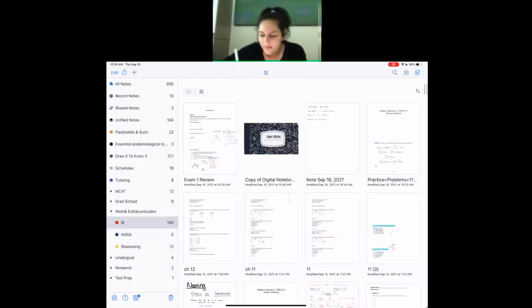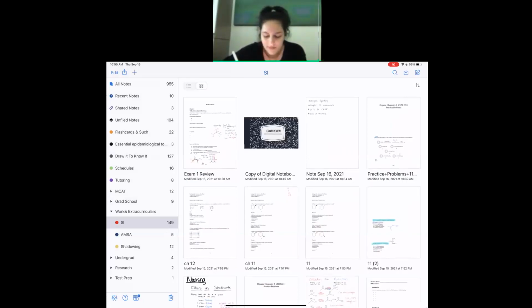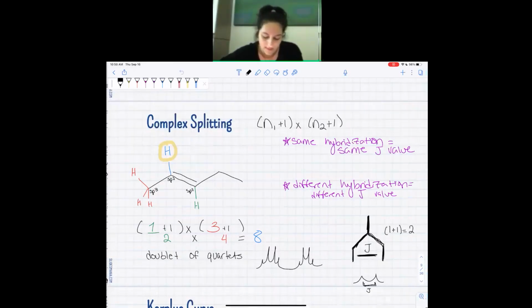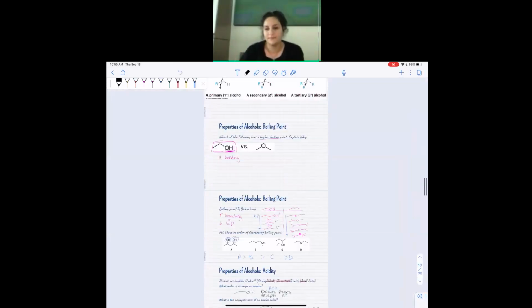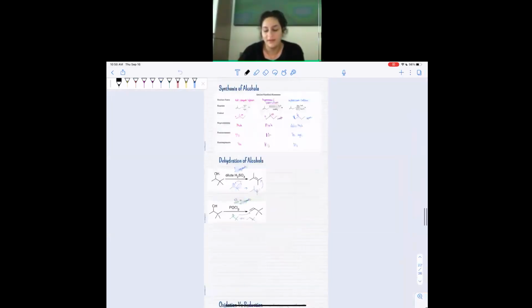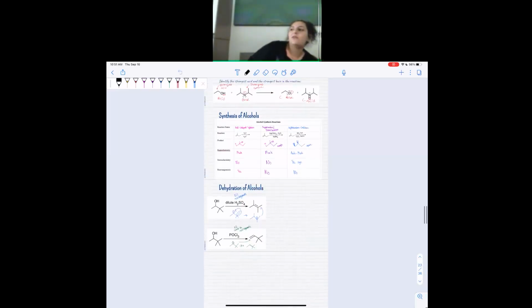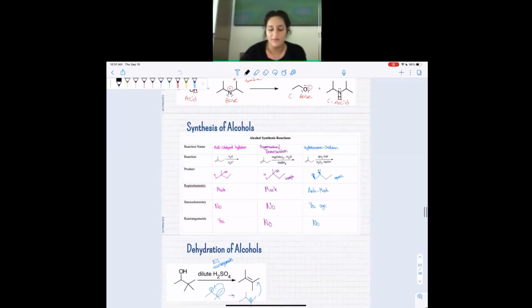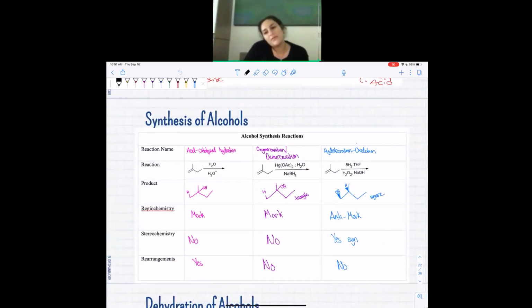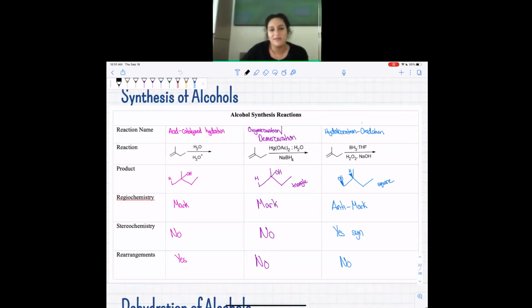The next thing on our list was Chapter 12, Mechanisms. So let's go into the review because I love this review packet. All right, so 11 and 12 are kind of mishmashed together. So let's just go through all of those reactions, right? Dr. West said that there won't be any dehydration of alcohol reactions, and he said there will be very, very, very few synthesis of alcohol reactions. So if you just take a look at this table and you basically memorize it, you should be good.